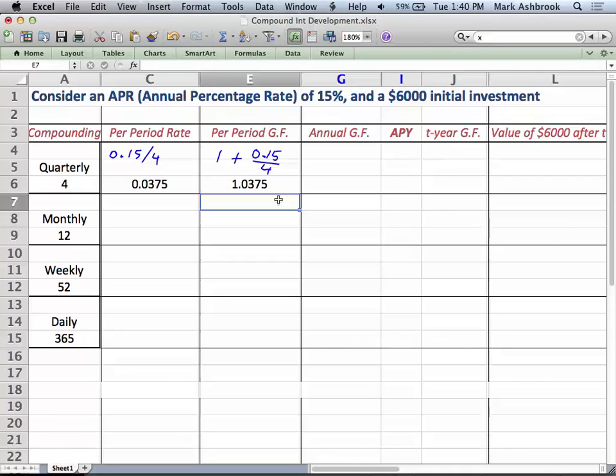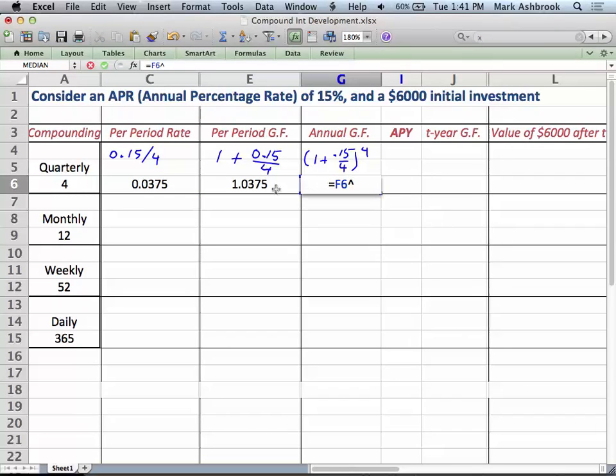To the 4th, because every quarter you would multiply by this number, right? So by a year, how many times will you have multiplied by it? 4 times, right? Over the course of a year, if you're multiplying by this every quarter to get the new amount, then at the end of a year you have multiplied by it 4 times. So it's 1 plus 0.15 over 4, raised to the 4. Let's do it. The per period growth factor raised to the 4th.